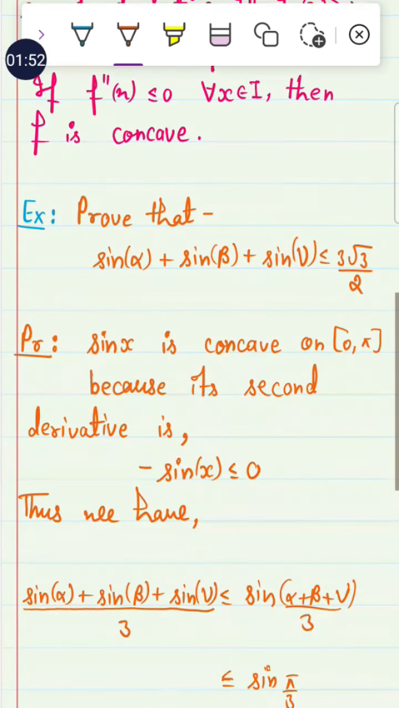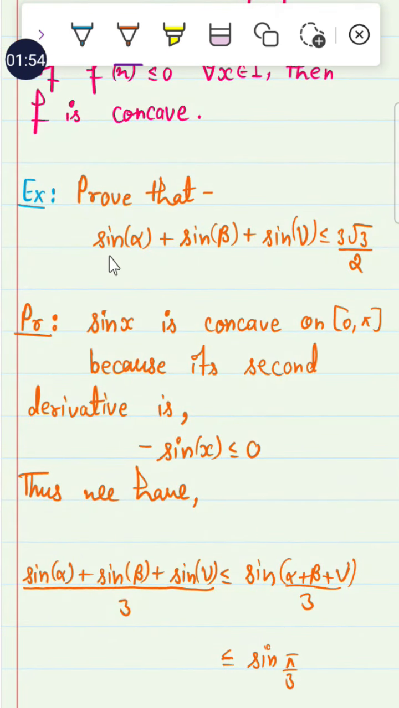Now what is an example of that? Let us take sine of alpha plus sine of beta plus sine of gamma, which is less than or equal to 3 root 3 by 2. As we know, sin x is concave on 0, pi; its second derivative is minus sin x which is less than or equal to 0. So it is concave, and if it is concave, then sine of alpha plus sine of beta plus sine of gamma, upon 3, is less than or equal to sine of alpha plus beta plus gamma upon 3.